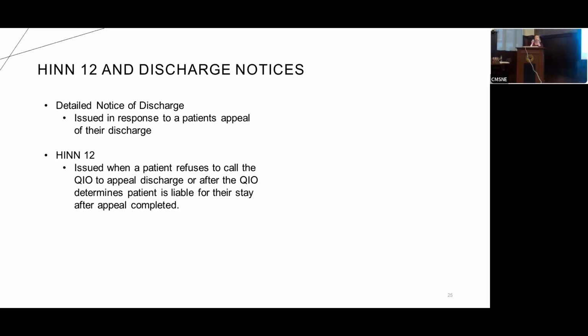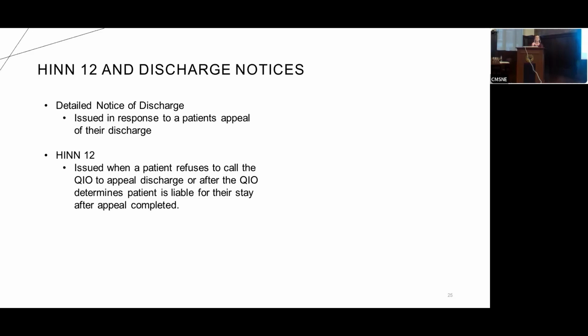So patients have 4 hours from the time they receive the IM to call in their discharge appeal. If they don't call in their appeal, the hospital can issue them something called a HIN 12. And what that does is it puts the liability for the stay on the patient, and it will always be the day after the HIN is issued.